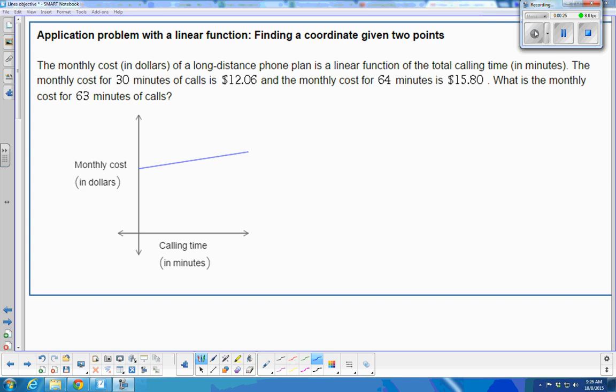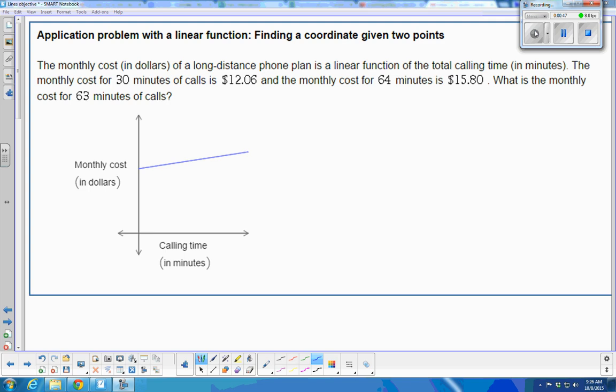We get the monthly cost in dollars of a long distance phone plan is a linear function of the total time called in minutes. The monthly cost for 30 minutes of calls is $12.06, right? So the monthly cost for 64 minutes is $15.80. So what is the monthly cost for 63 minutes?